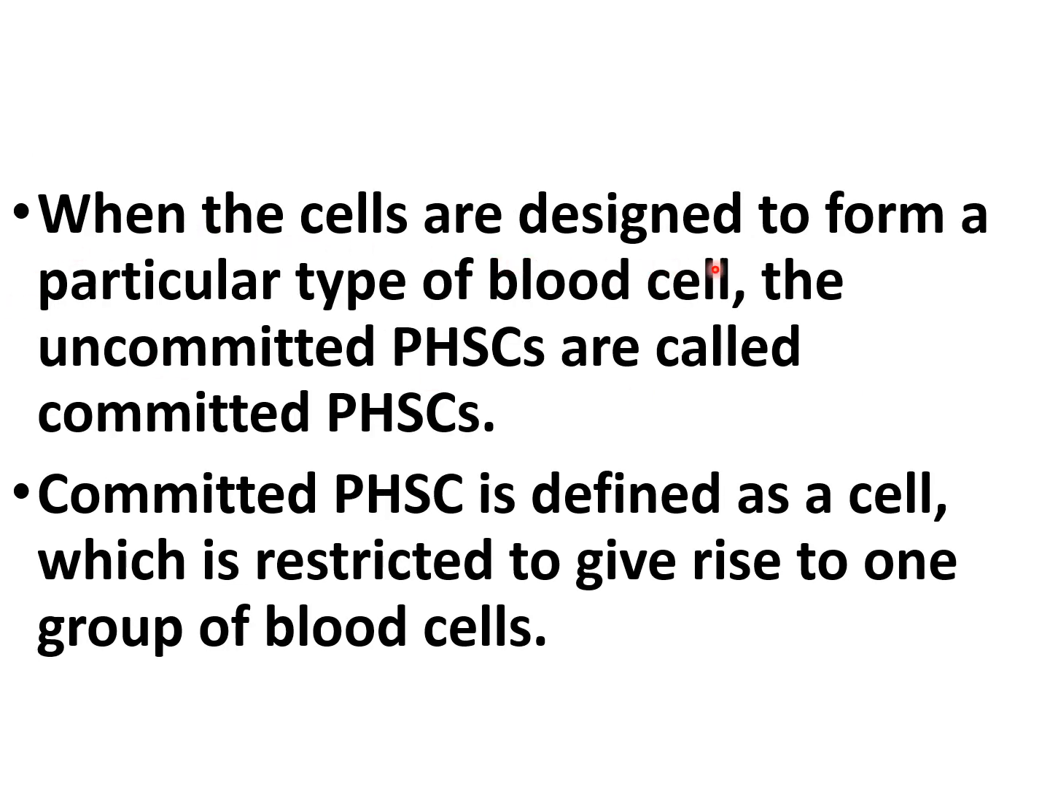When the cells are designed to form a particular type of blood cell, the uncommitted pluripotent hemopoietic stem cells are known as committed pluripotent hemopoietic stem cells. A committed pluripotent hemopoietic stem cell is defined as a cell which is restricted to give rise to one group of the blood cells.